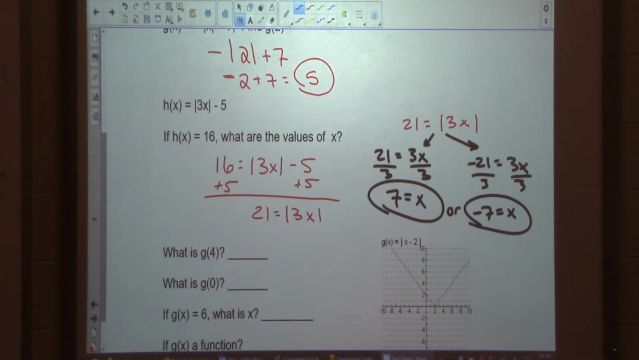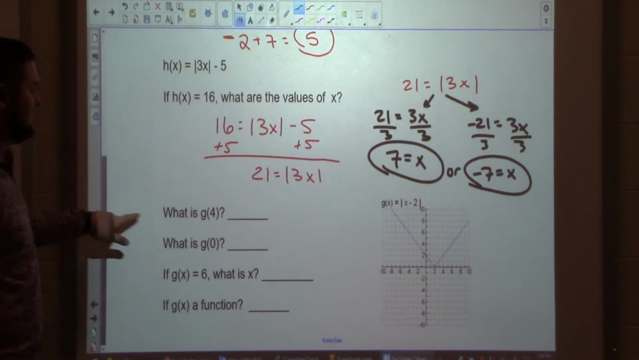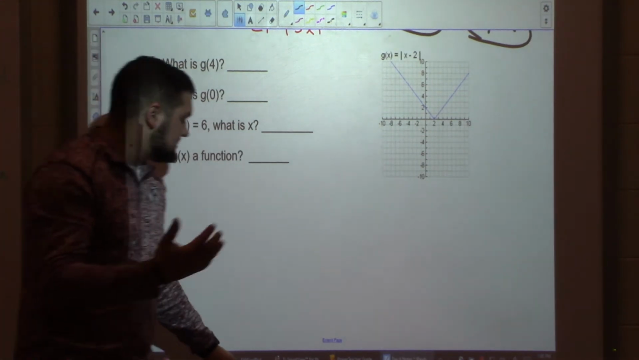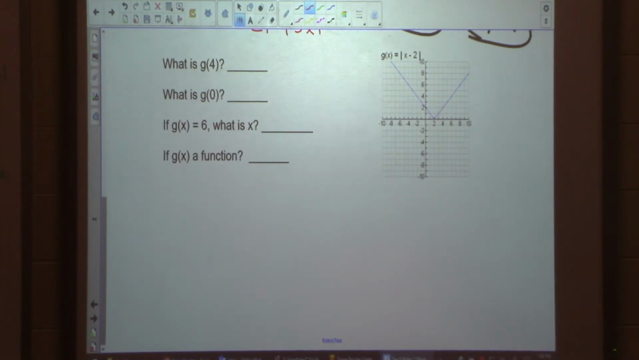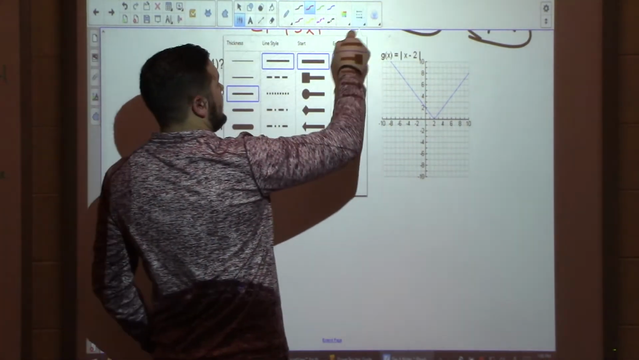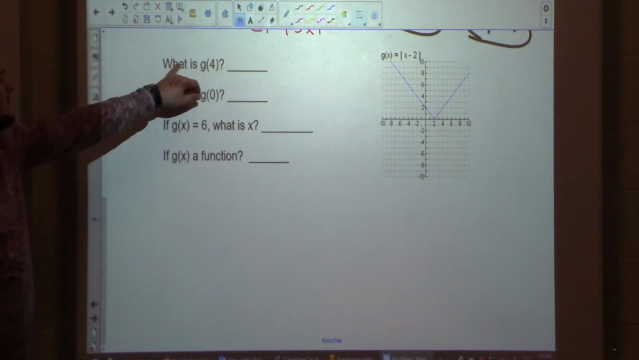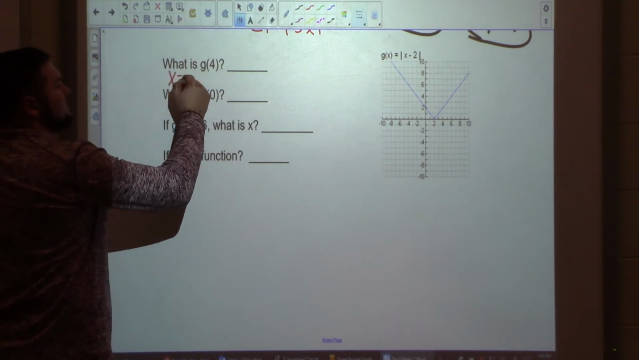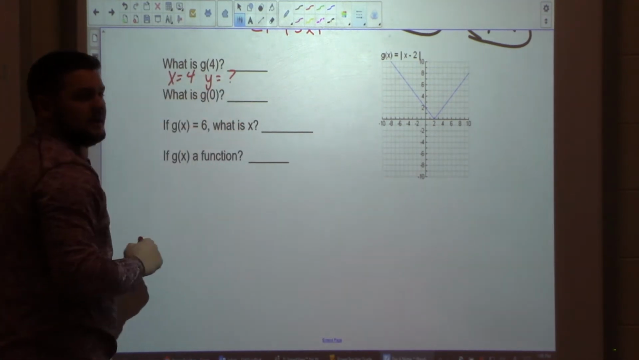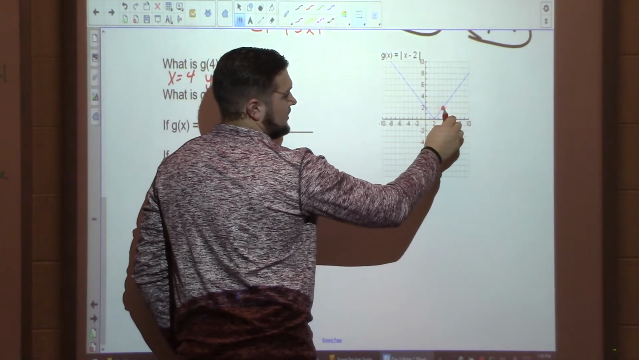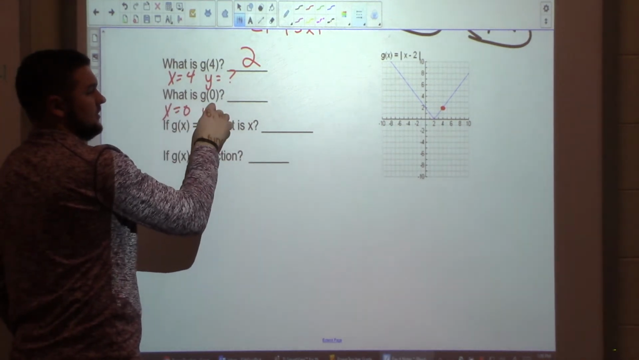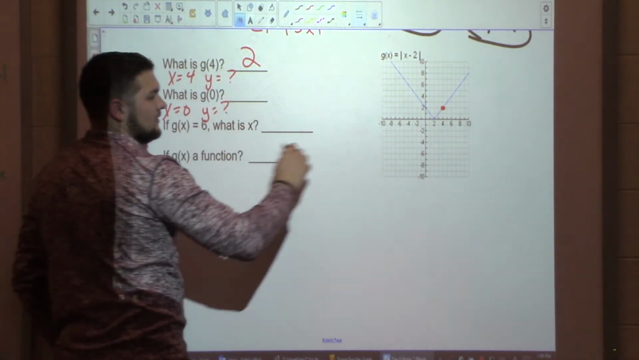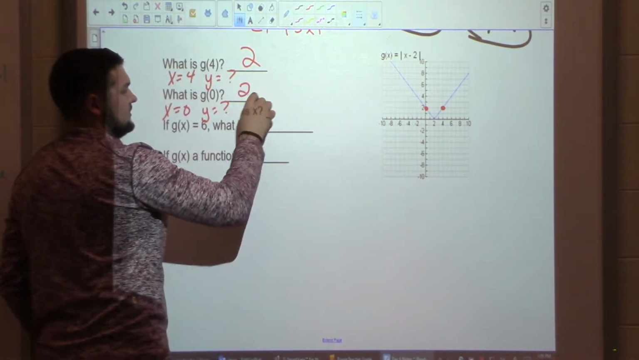Any questions before we go into the graph part? Okay, sweet. Our graph is just like the one we did before. Just now it's got an absolute value in it, which means it doesn't go negative. It's fine, right? So our absolute value here, I'm doing the same exact thing I did before. G of 4. That means I want to know when x is 4, what does y equal? So when x is 4, y equals 2. When x is 0, what does y equal? Because I want g of 0. 2 again.